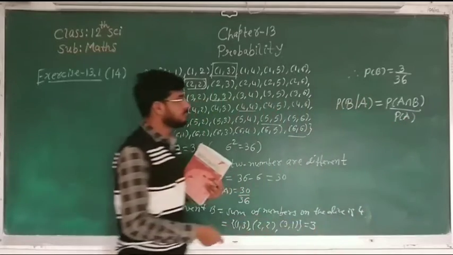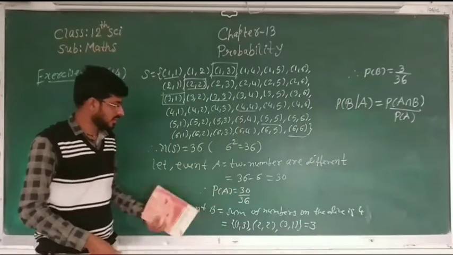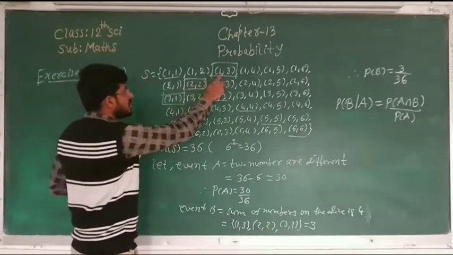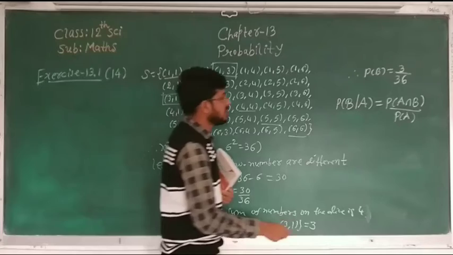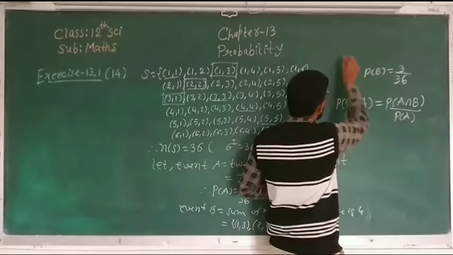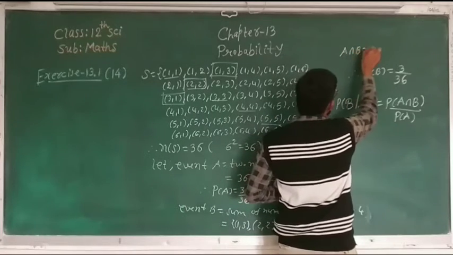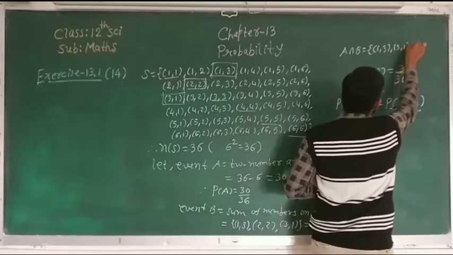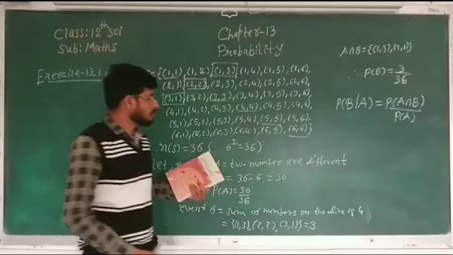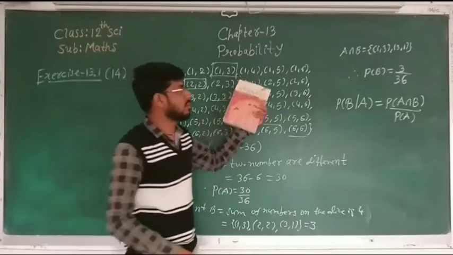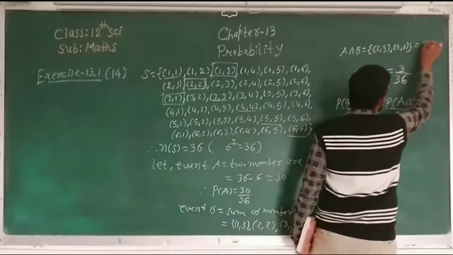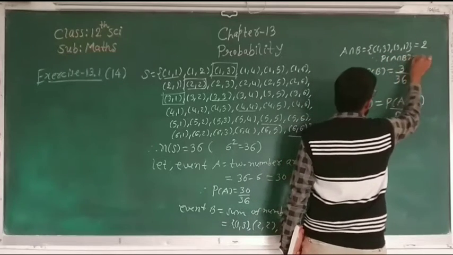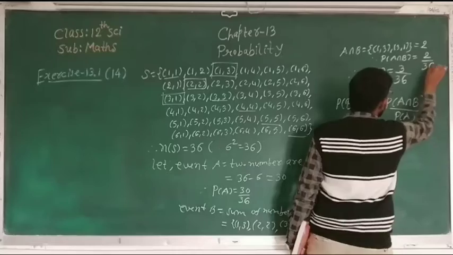So also find out A intersection B. See which outcomes are common to both: 1 3 and 3 1. So we can write A intersection B is equal to 1 3 and 3 1. It means the sum is 4 and the numbers are different. So there are 2 outcomes. It means P of A intersection B is equal to 2 by 36.